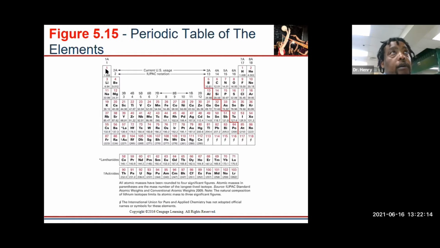Up top, these are groups: 1, 2, 3, 4, 5, 6, 7, 8, 9, 10, 11, 12, 13, 14, 15, 16, 17. All of those are groups. Going down this way, these are periods. I'm going to go to the periodic table again.